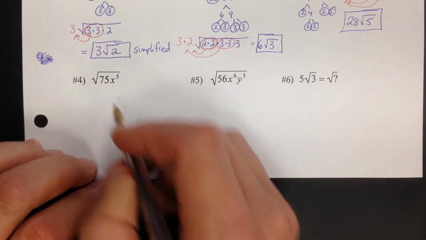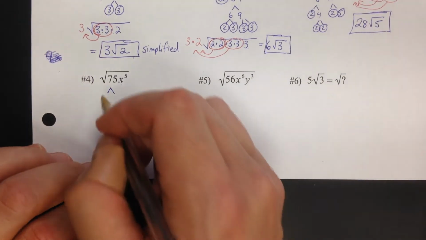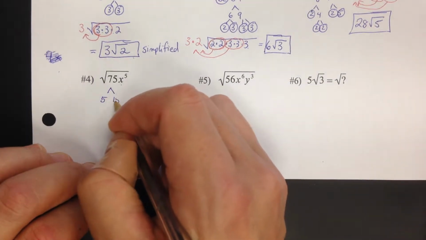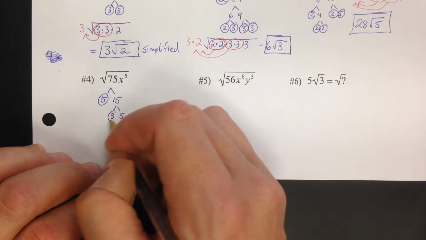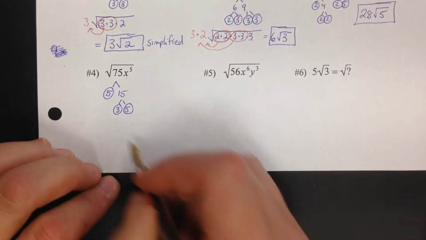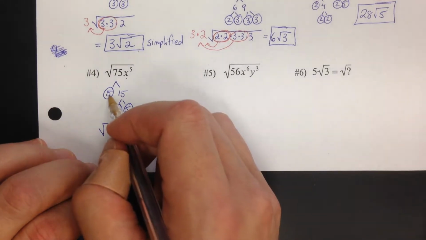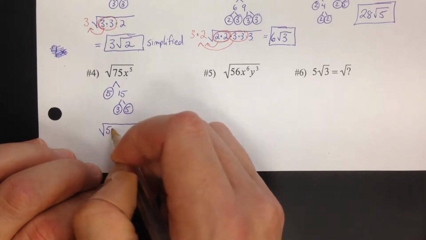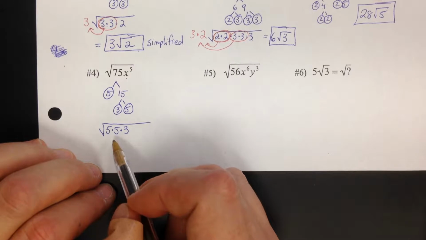No problem. First thing we'll do, let's break down the 75 into prime numbers. 5 times 15, and then 15 is 3 times 5. When I rewrite this now, I'm going to write the numbers. The primes are 5, 5, and 3. 5 times 5 times 3. I always write my pairs first.